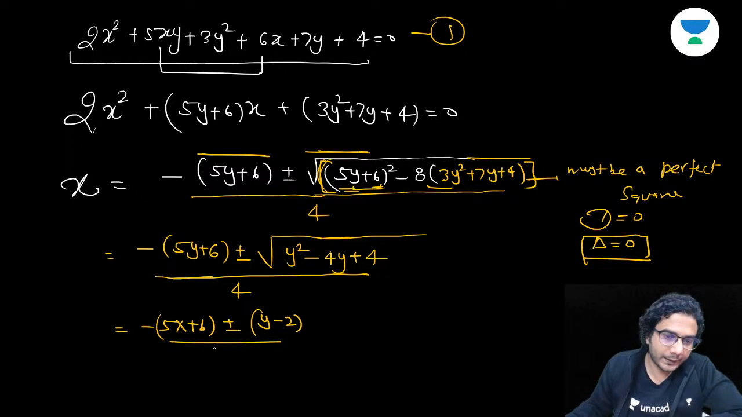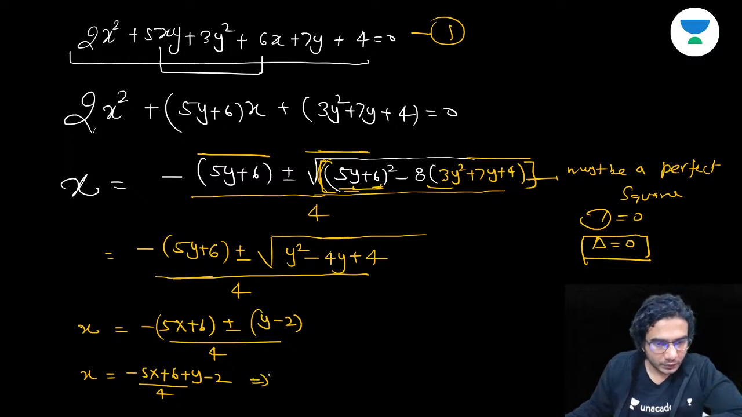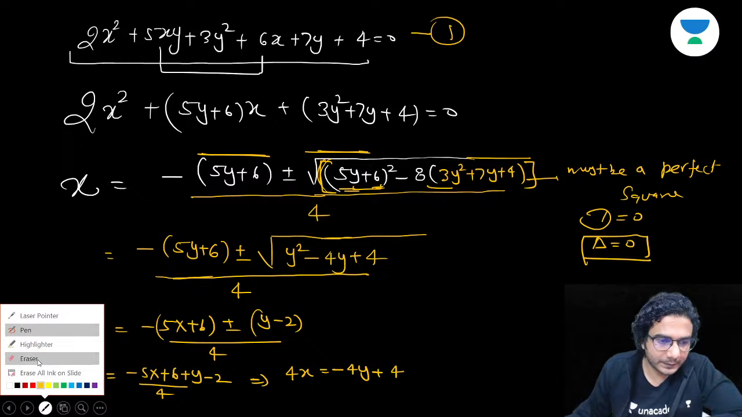divided by 4. So x is equal to, if you take the plus sign, minus (5y plus 6) plus (y minus 2), divided by 4. So you'll get the first line I'm writing, 4x is equal to minus 4y and plus 4. Oh, I'm sorry. This is minus 6.